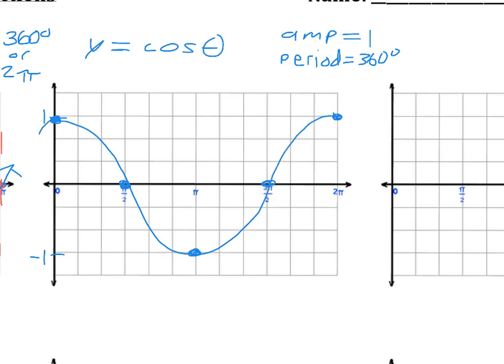And put the arrows on the end, because these are going to keep going. Alright, so on the same graph, I'm going to graph the reciprocal, which is y equals secant of theta. First thing you do is find when cosine is 0. What's the reciprocal of 0? Undefined. So whenever cosine is 0, secant is going to have an asymptote.